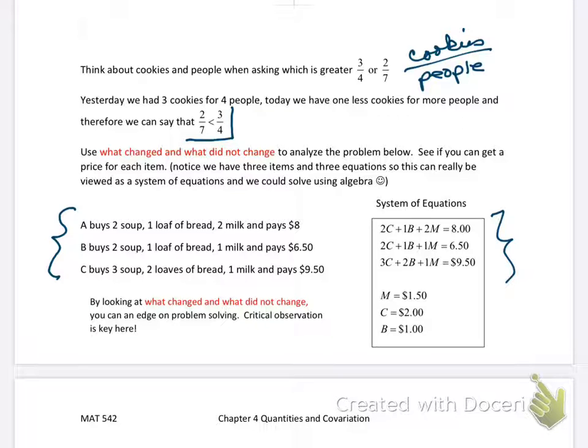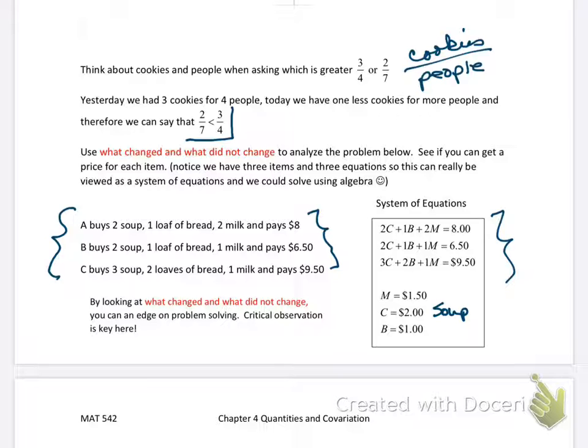So my M is my milk, the C is the soup, and the B is the bread. Okay, so I can get all my nice algebra answers. But we're not in algebra class right now. We're in a fractions class, in a reasoning section of the fraction class. So we're going to be looking at this situation not algebraically, but just logically.